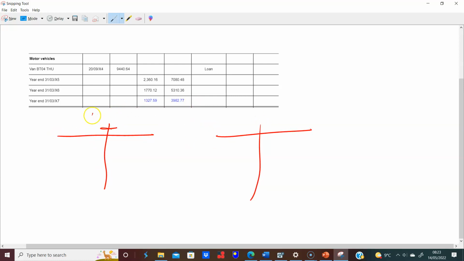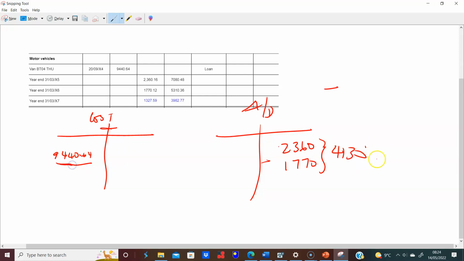So what we actually have here, for completeness, is really this. We have cost 9440.64, and what we truly have here is the accumulated depreciation of these two things, 2360 and 1770, over 2 years, right? So this together, of course, gives you an accumulated depreciation. 2360 plus 1770 is 4130. You're not going to see this in the non-current asset register, but I know that the difference between this and this is this carrying amount here of 5310. So you always have to do that first.